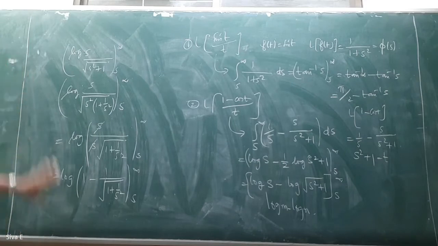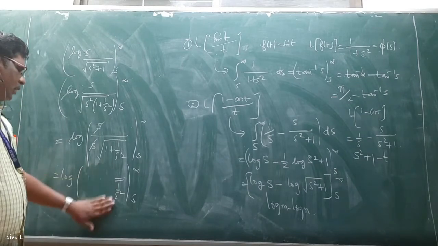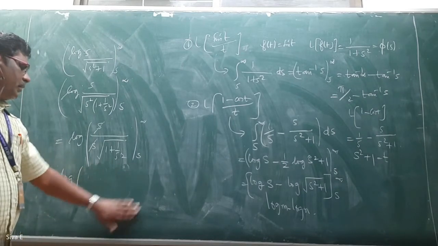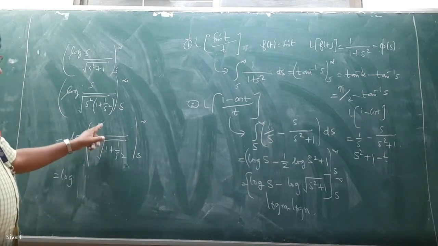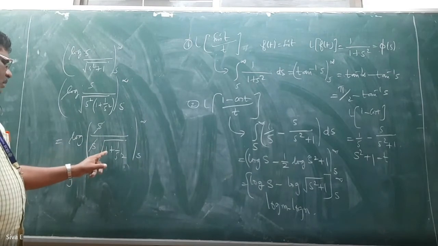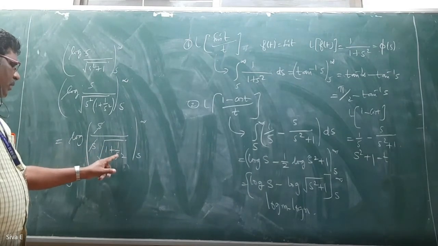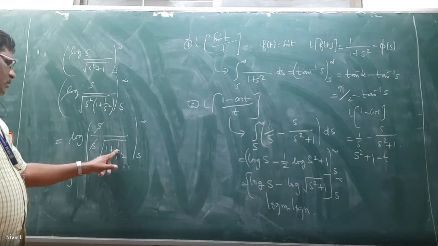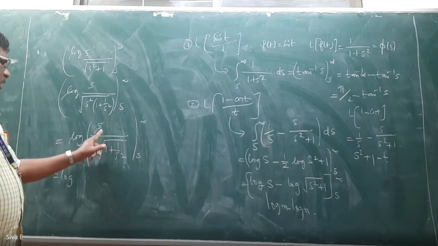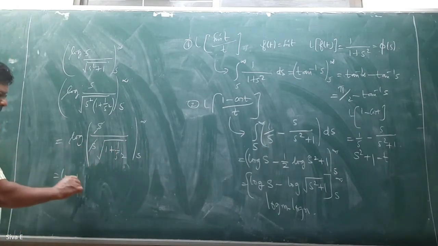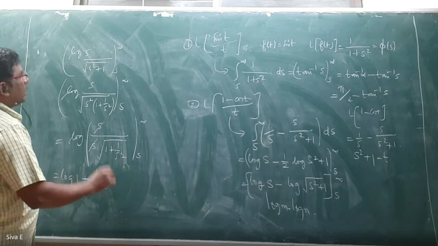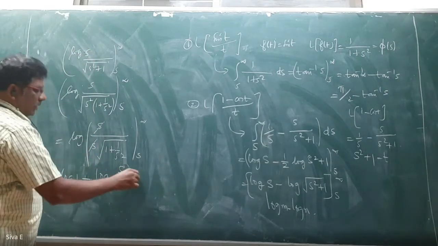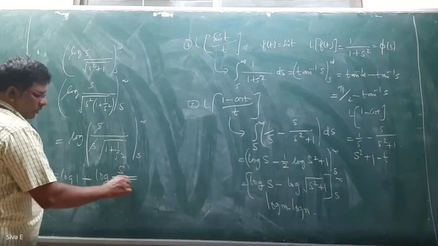Now why am I writing log 1? First we have to substitute infinity here. Infinity means 1 by infinity, it is 0. So log 1 will come. Log 1 minus log, this we can write as log s by square root of s square plus 1.